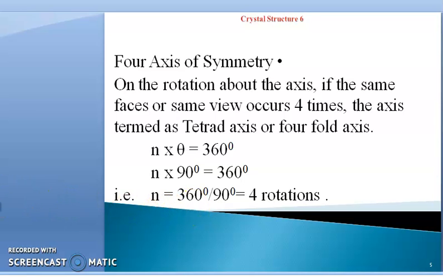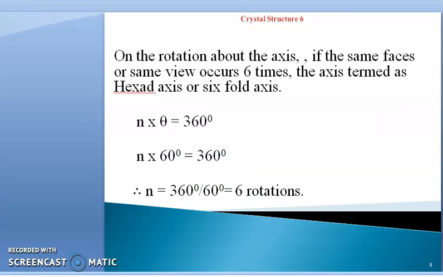Then now let us turn towards what comes after 4, which is 6 rotations. On rotation about the axis, if the same faces or same view occur 6 times, then the axis is termed a hexad axis or 6-fold axis. Like the 4-fold axis, for the 6-fold axis also n into theta is equal to 360. So n into 60 is equal to 360, therefore 360 by 60 is equal to 6 rotations. So whenever the same view occurs 6 times, the number of rotations is 6.